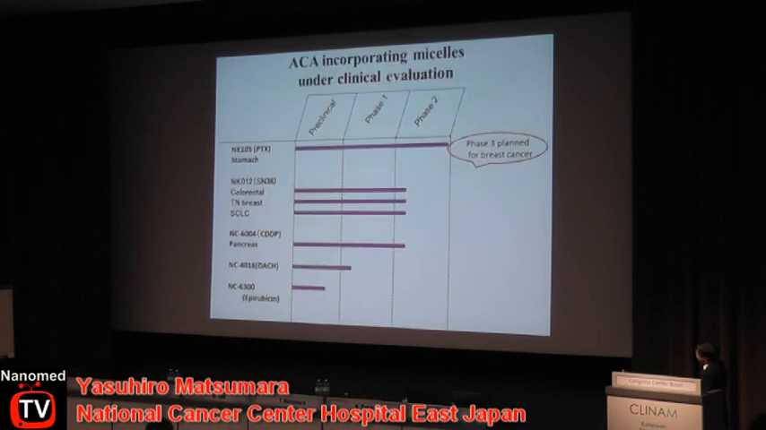Now this table shows anticancer agent incorporated micelles under clinical evaluation. As I said, a phase 3 study of NK115 will be started for breast cancer in 1 year. And the phase 3 for SN38 incorporated micelle NK012 and cisplatin incorporated micelle NC604 is now underway. Also, we will start a phase 1 study of NC6300, an epirubicin incorporated micelle.